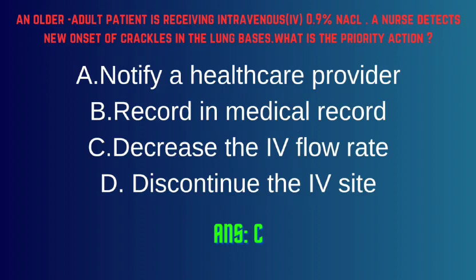Answer is A. Next question is, an older adult patient is receiving intravenous 0.9% NaCl. A nurse detects new onset of crackles in the lung bases. What is the priority action? Notify a healthcare provider, record in medical record, decrease the IV flow rate, discontinue the IV site. The answer is C.